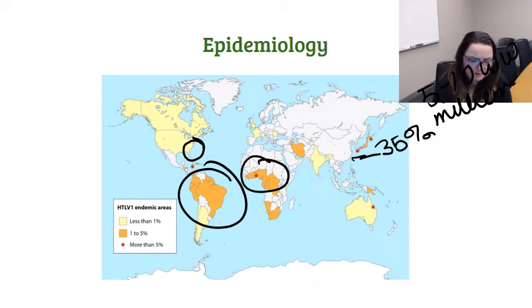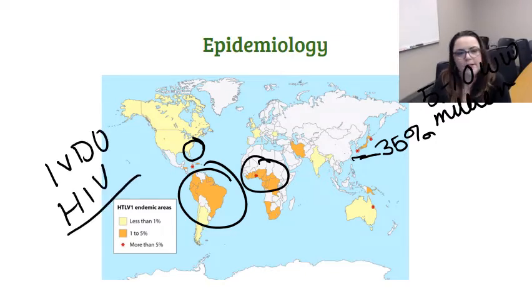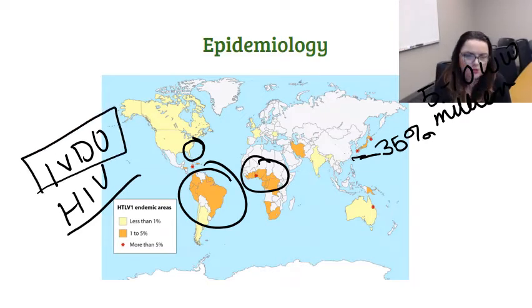We worry about it a bit in the United States, not very much, but basically where you worry about it is IV drug users and the HIV population. The HIV population, because obviously that could be very dangerous. IV drug users, because there's increased risk with any bloodborne pathogen there.